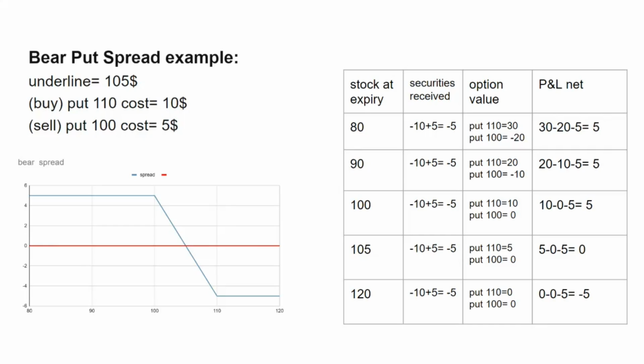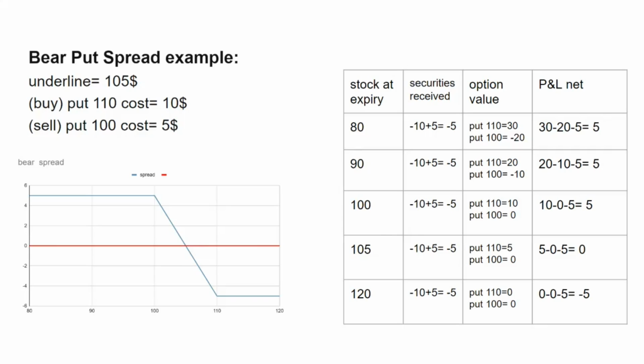Expiration at 90 is pretty much the same. Put 110 is worth 20, and put 100 is worth, against us, minus 10. Then the P&L calculation is 20 minus 10 minus 5 equals 5. That means that we made a $5 profit. What happens at 100? Pretty much the same. Put 110 is worth $10, but put 100 is 0. So we're still staying at a $5 solid profit.